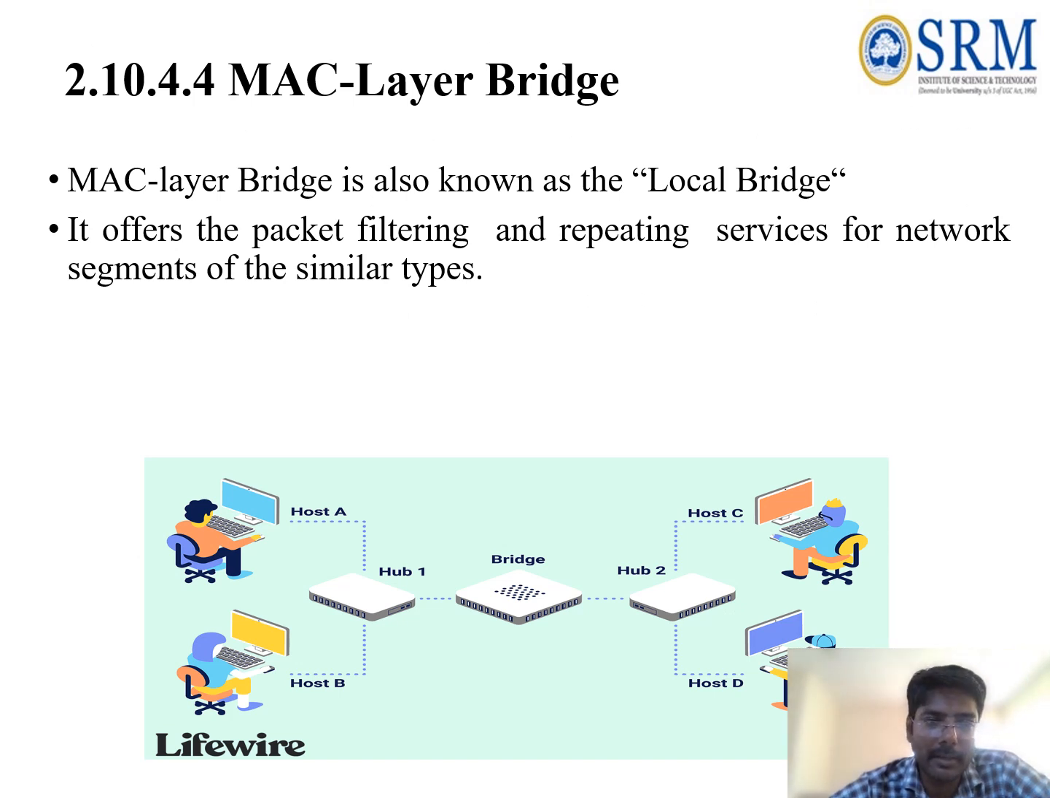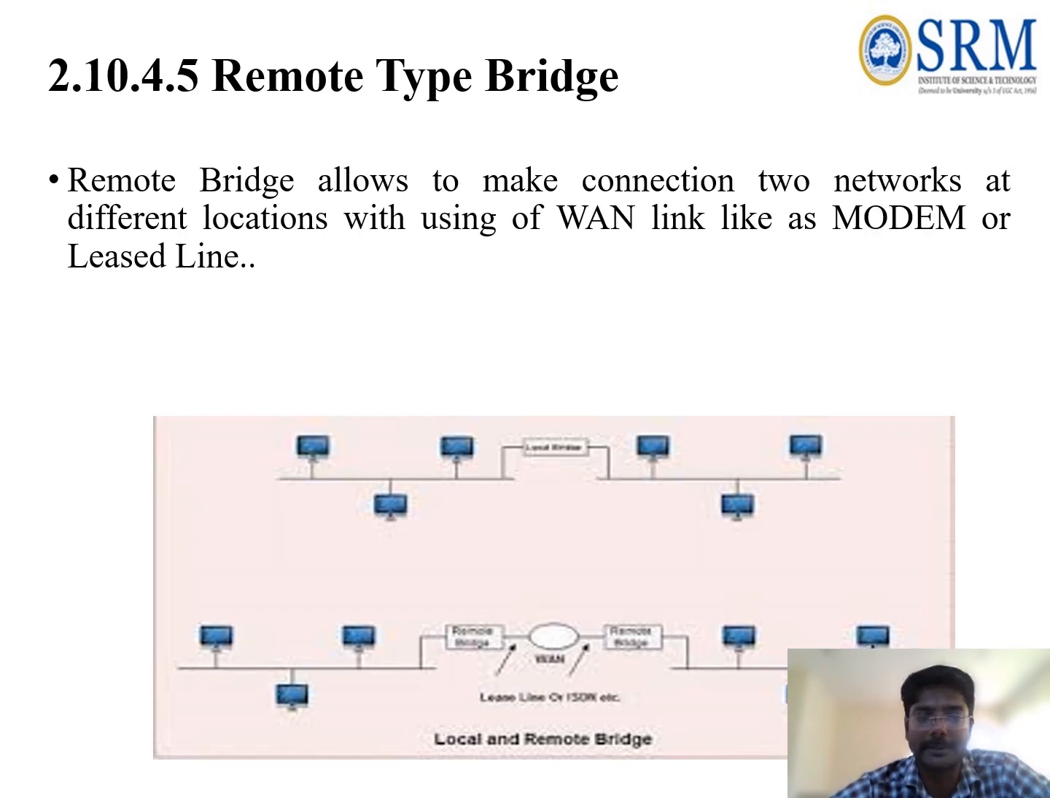Next one, a MAC layer bridge. A medium access control layer bridge is also known as a local bridge. It offers packet filtering and repeating service for network segments of a similar type. So here we are using similar types of hubs. In another segment, we are using the same network connecting device, which is called a hub. So here we are using a MAC layer bridge, connecting the same type of network segments.